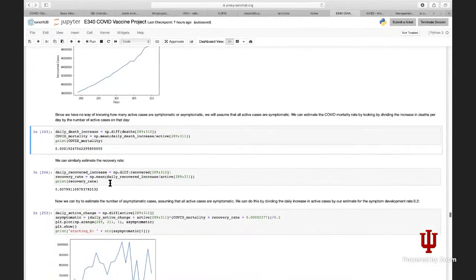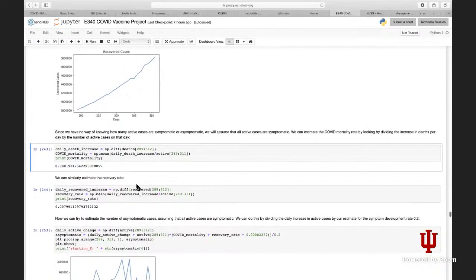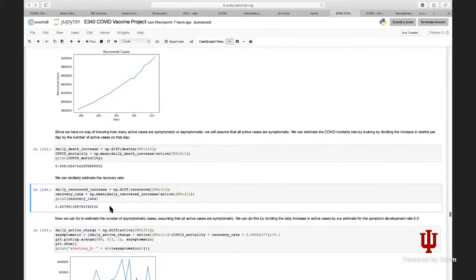I do something similar for the recovery rate because recovery is also dependent on the number of symptomatically infected cases. So finding the difference in those and then dividing by the number of active cases to get this. So we have a recovery rate, it looks like 0.008. So that might seem a bit smaller than what we'd expect for recovery.